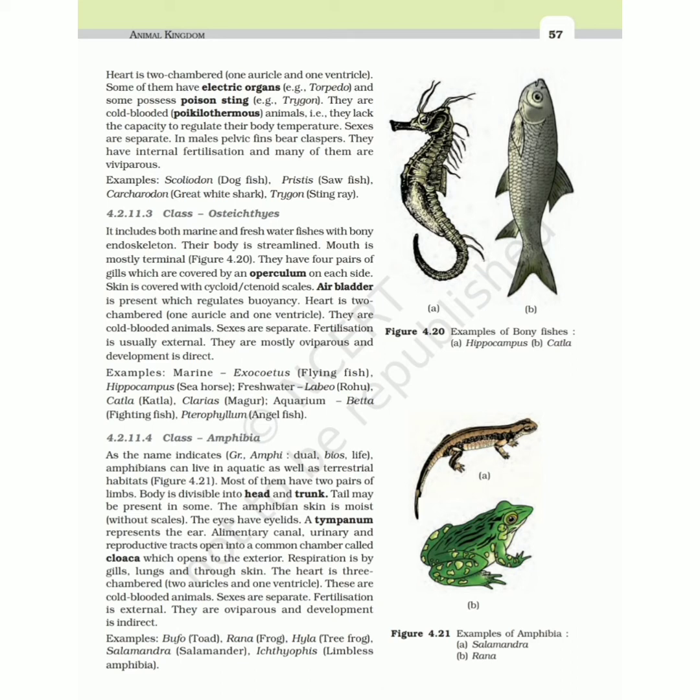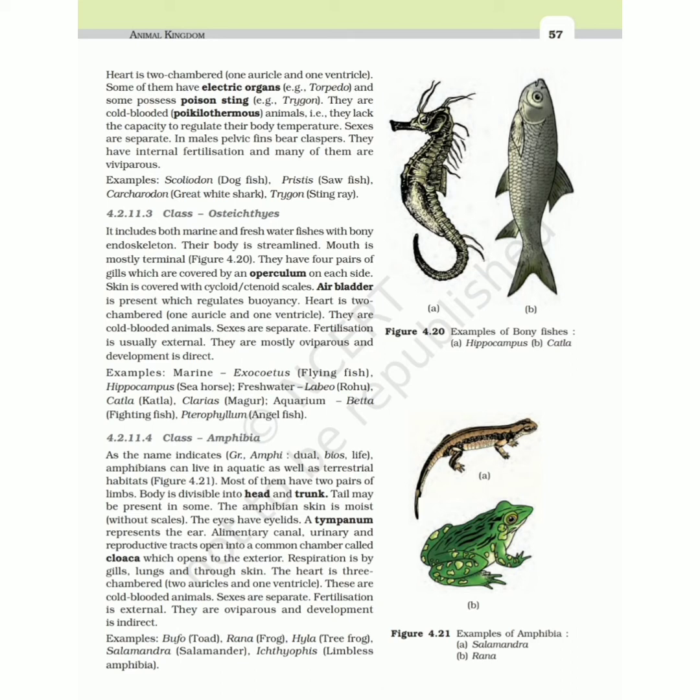Alimentary canal, urinary and reproductive tracts open into a common chamber called cloaca which opens to the exterior. Respiration is by gills, lungs and through skin. The heart is three-chambered, two auricles and one ventricle. These are cold-blooded animals. Sexes are separate. Fertilization is external. They are oviparous and development is indirect. Examples: Bufo, toad; Rana, frog; Hyla, tree frog; Salamandra, salamander; Ichthyophis, limbless amphibia.